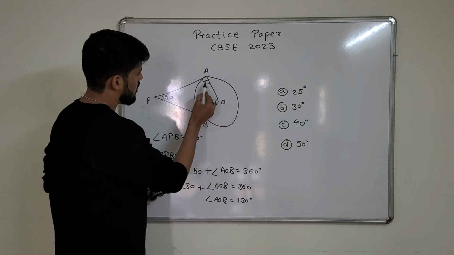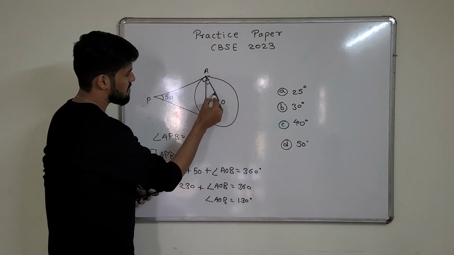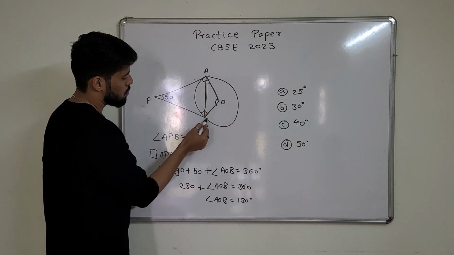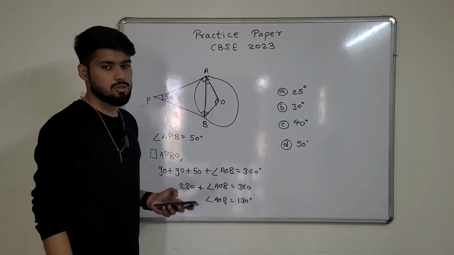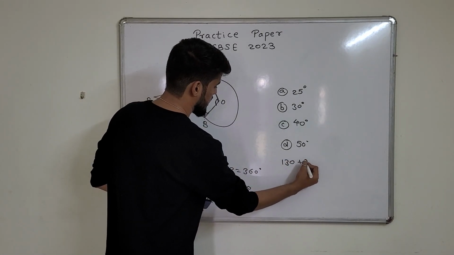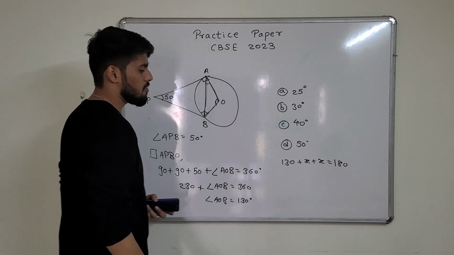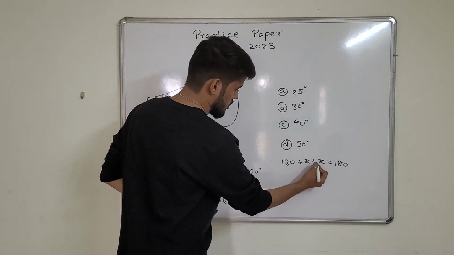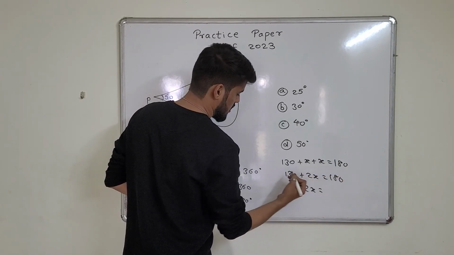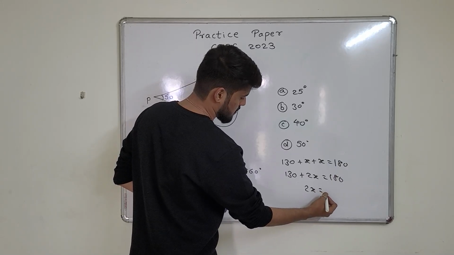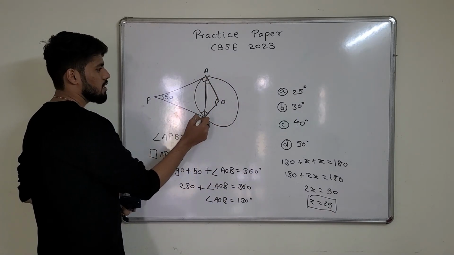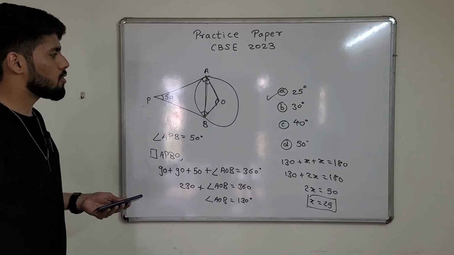So now in this triangle AOB, we have angle AOB as 130, right? And these two angles are equal, that is angle OAB and angle OBA. These two angles are equal as the given triangle is isosceles triangle. So as these two angles are equal, we can assume it as x. So we have 130 plus 2x equals to 180, as sum of interior angles of triangle is always 180 degree. 2x equals to 180 minus 130, that is 50. So x we get is 25. That means the angle OAB is 25 degree, option A. That's your answer. Let's go for the next question.